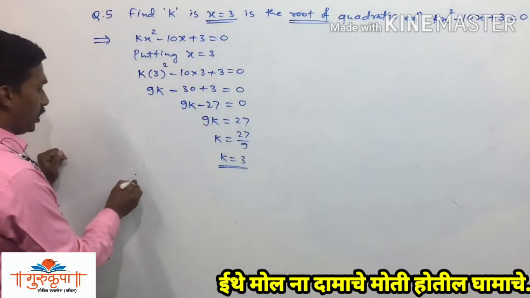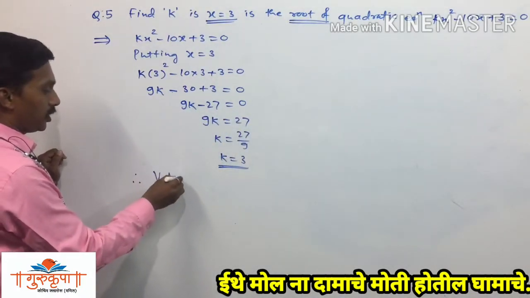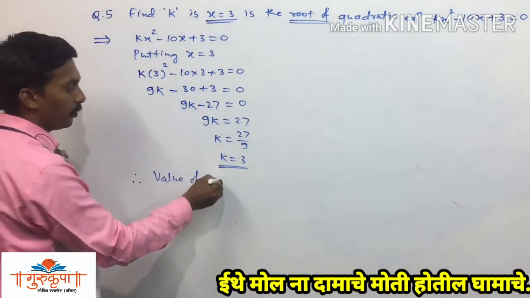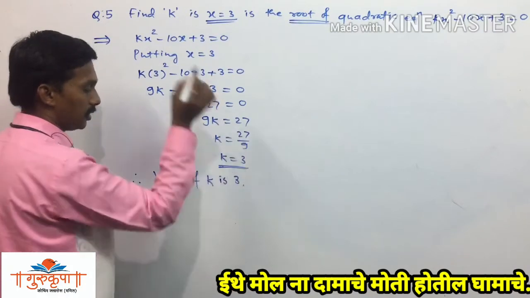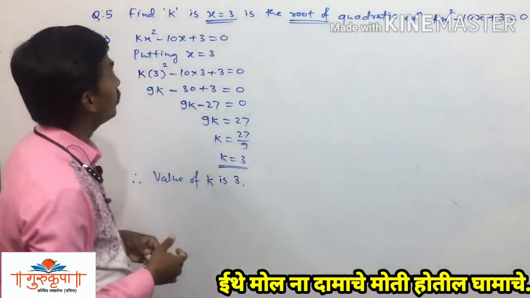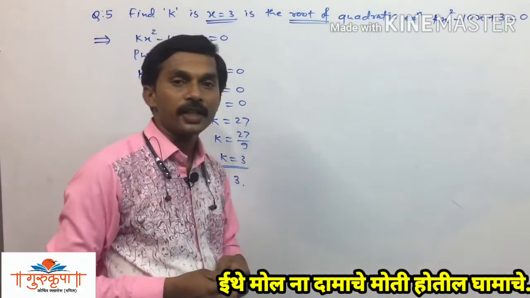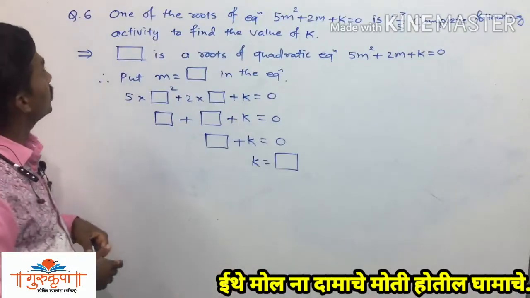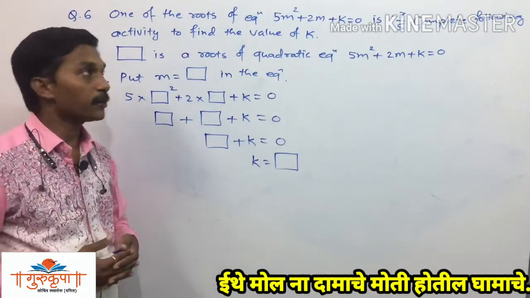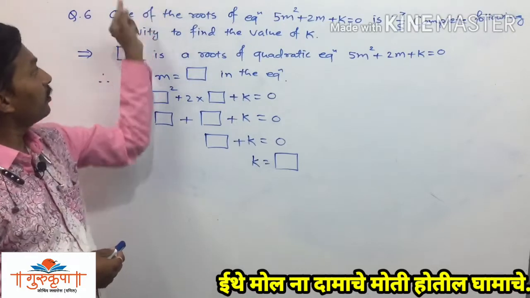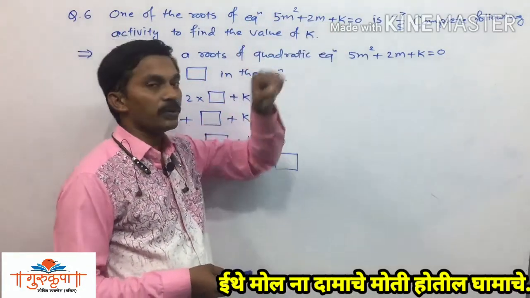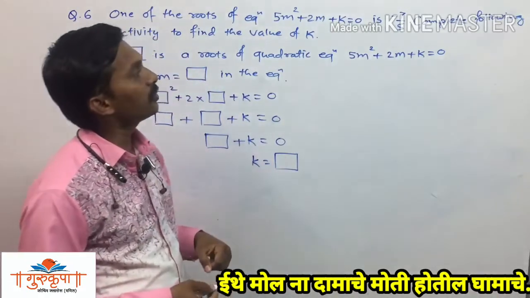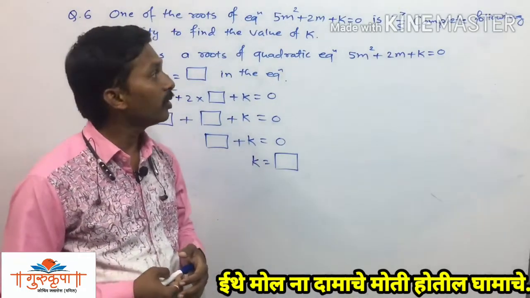And here you can write the answer, value of k is 3. And the last example from this practice set 2.1, it is activity number 6. One of the roots of the quadratic equation 5m square plus 2m plus k is equal to 0 is minus 7 upon 5.